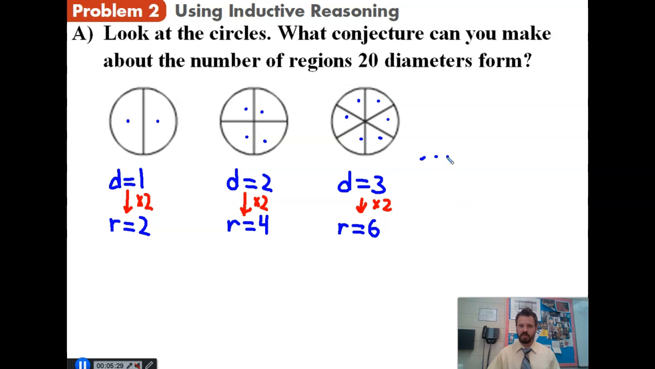So what I can do then, I can make a conjecture. The regions is the diameter times 2. So when D is equal to 20, we'll just multiply that by 2 to end up with R equals 40. You would expect to see 40 regions for the 20 diameters.